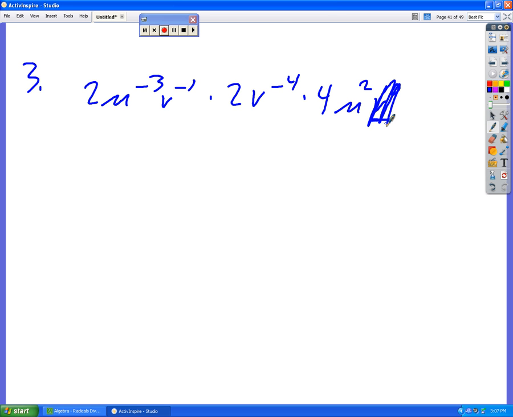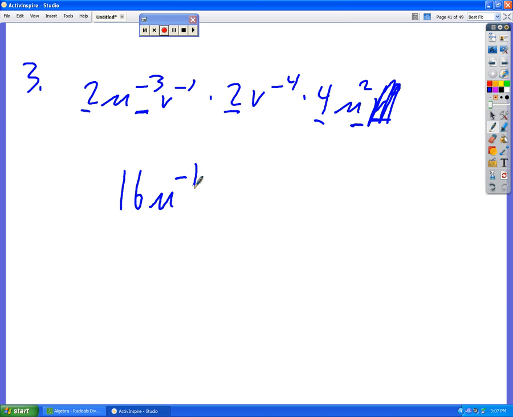Step 3, multiply the numbers out. I have a 2 times 2 is 4 times 4 is 16. Numbers are 16. I've got a u. How many u's do I have? Well, I have a -3 here, and I have a 2 here. -3 plus 2 is a -1.